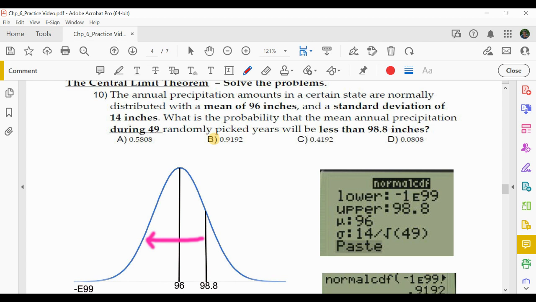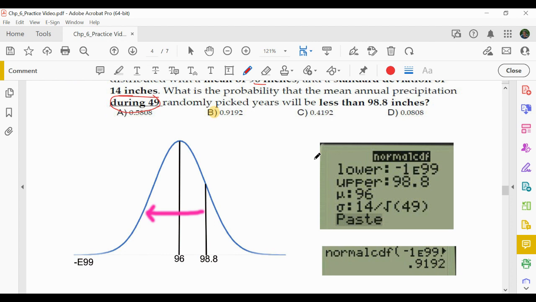So he tells me the mean of a certain state precipitation is 96, standard deviation of 14. Great. Doing 49 years. All right, that's my n value. All right, so what's the probability that randomly picked years will be less than 98.6?